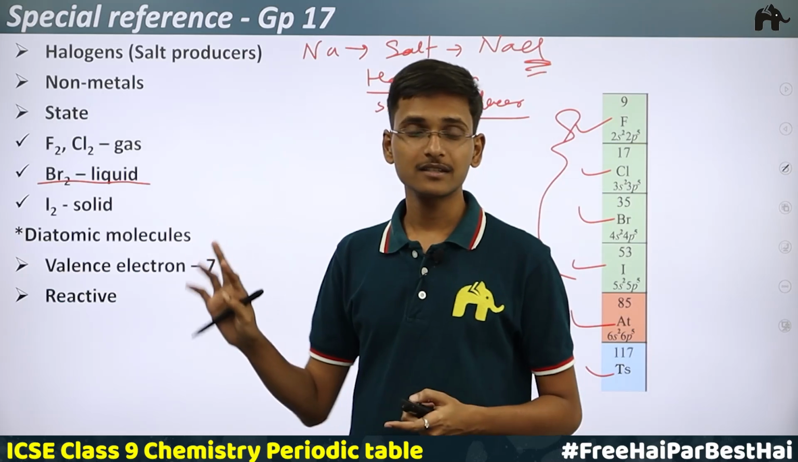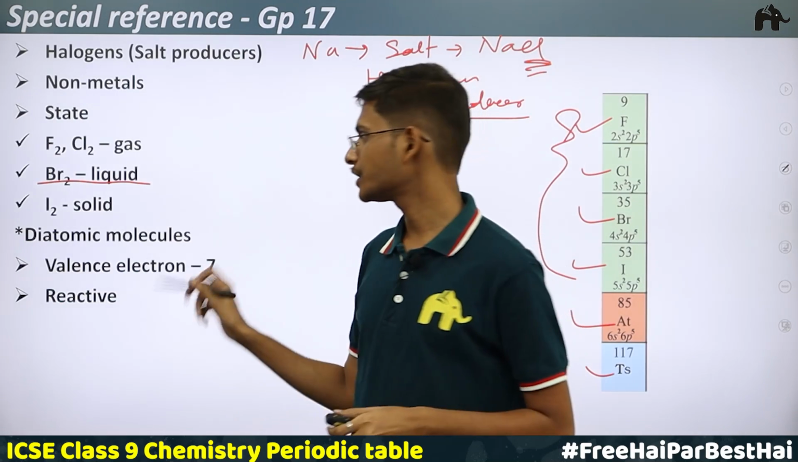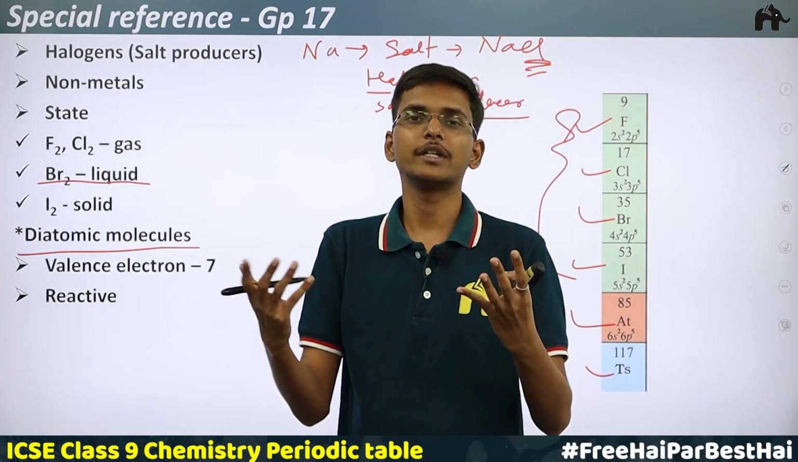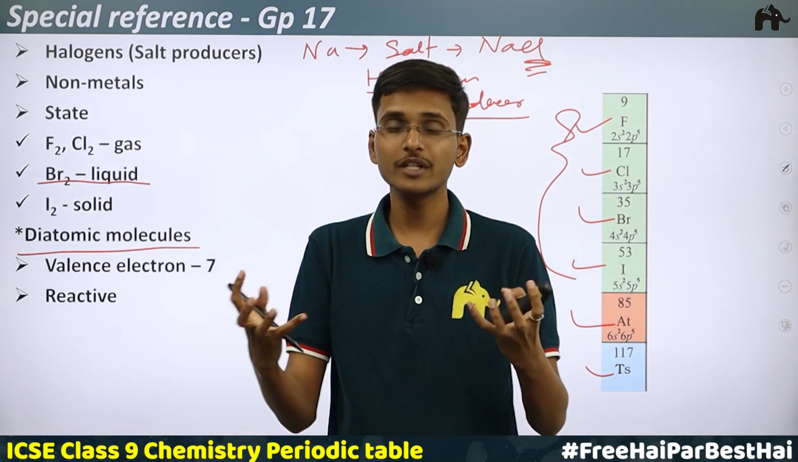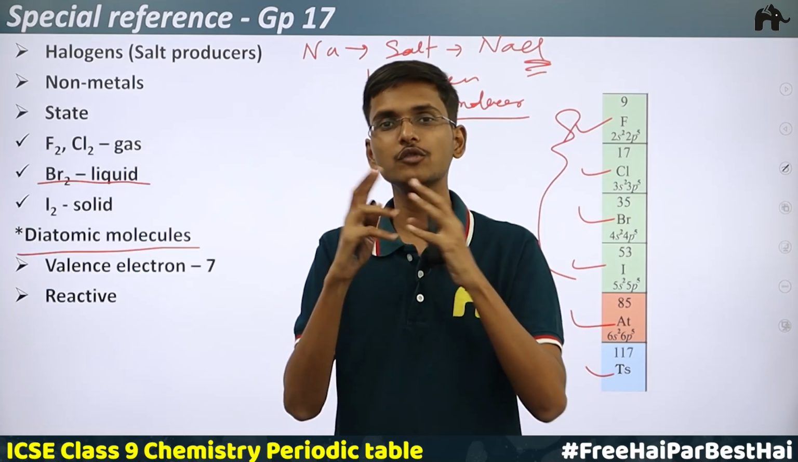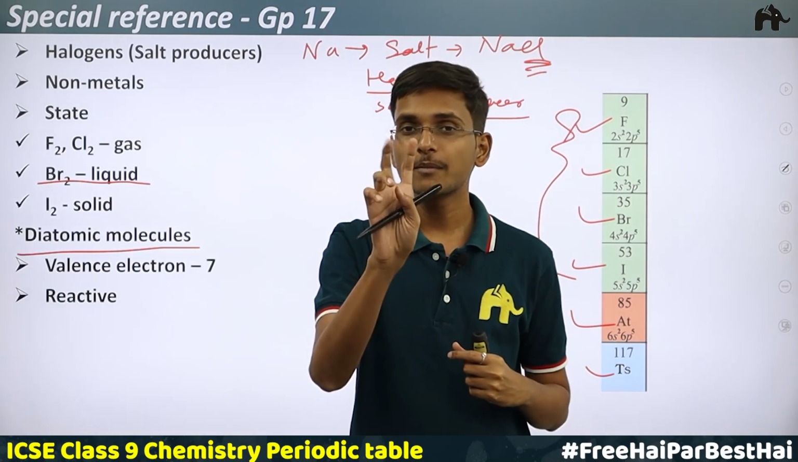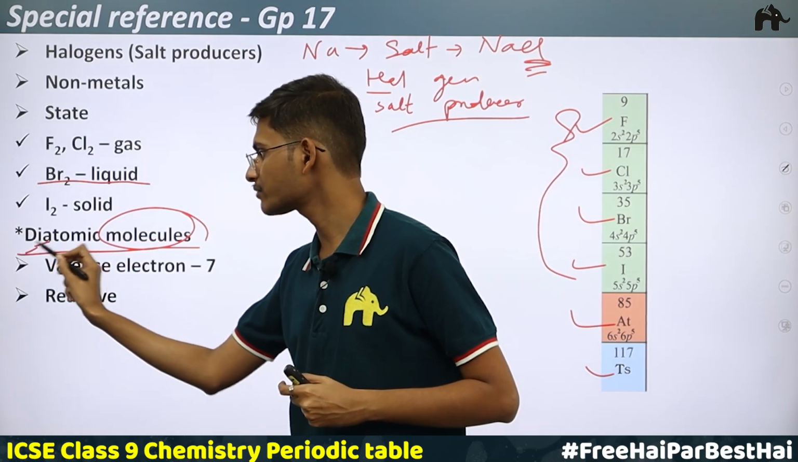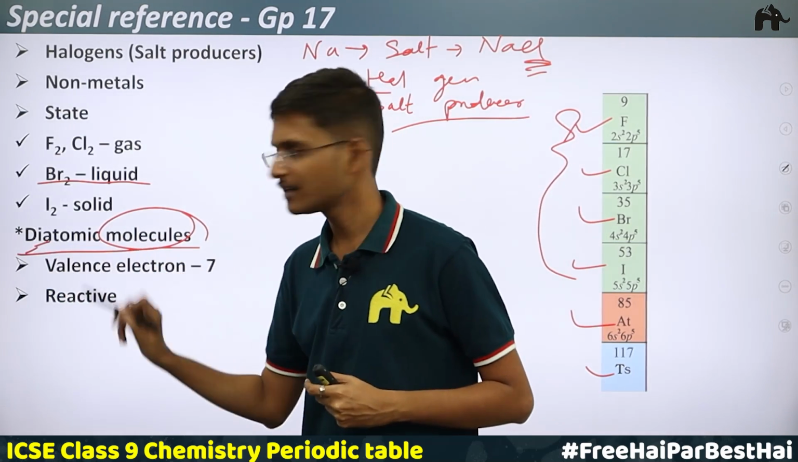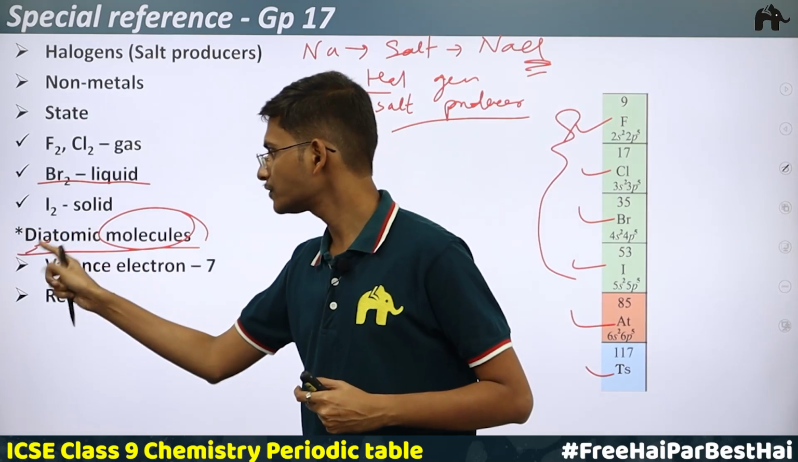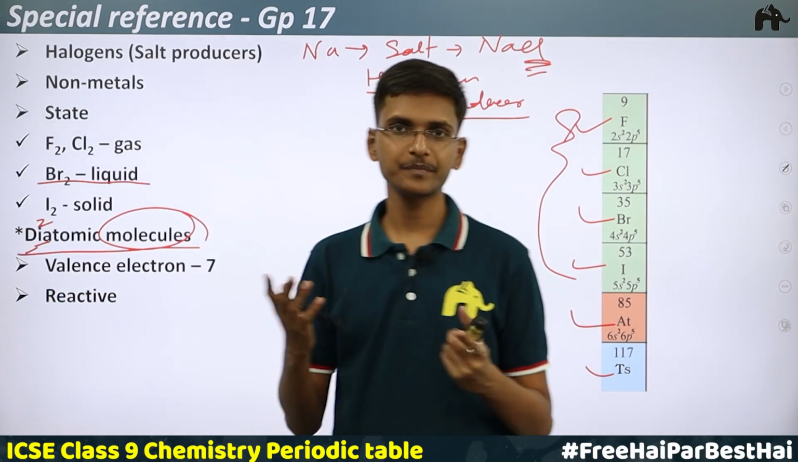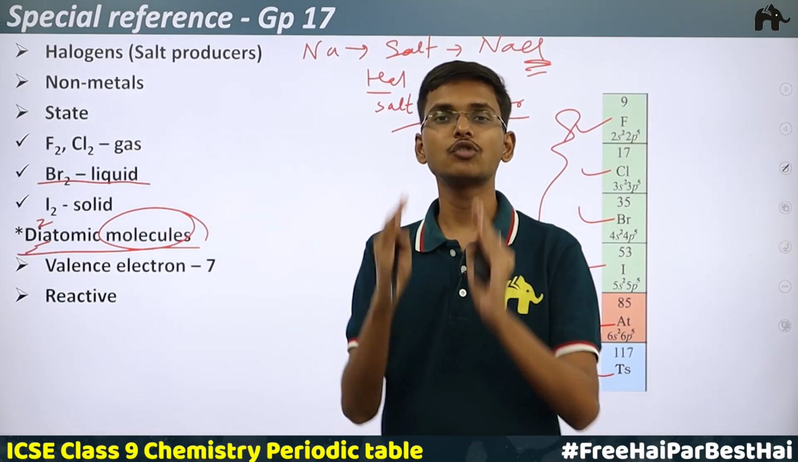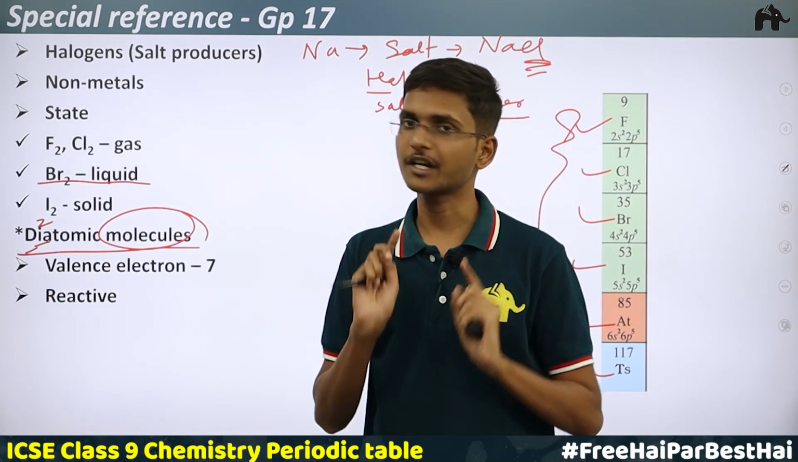And yes, they exist as diatomic molecules. Diatomic molecules means their atoms don't exist individually. Their atoms always combine to form a molecule made up of 2 atoms. That's why diatomic, 2 means diatomic. So a molecule made up of 2 atoms. Fine, diatomic molecules. Now valence electrons: their outermost shells have 7 electrons.